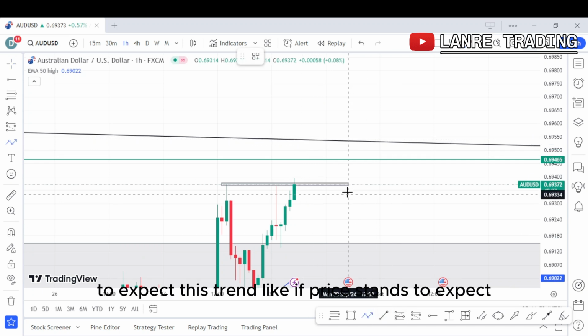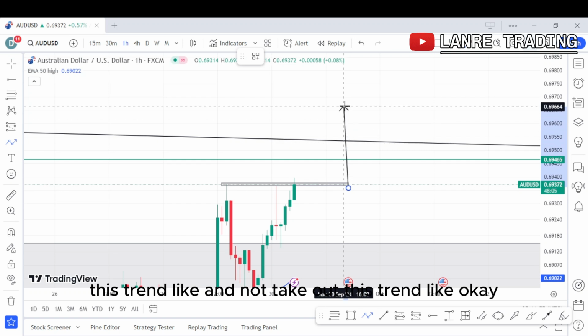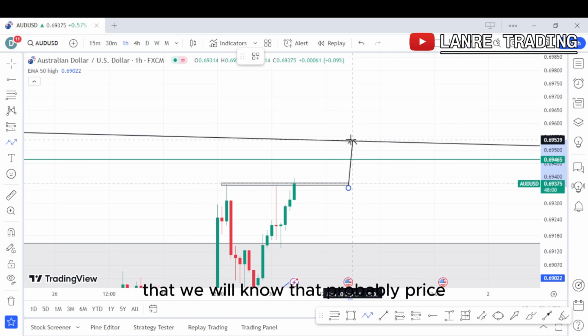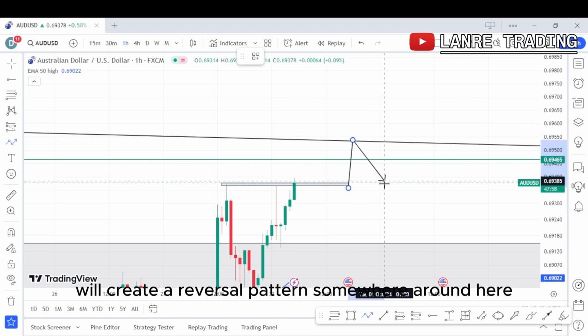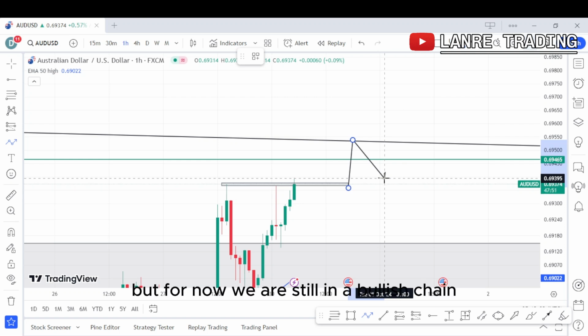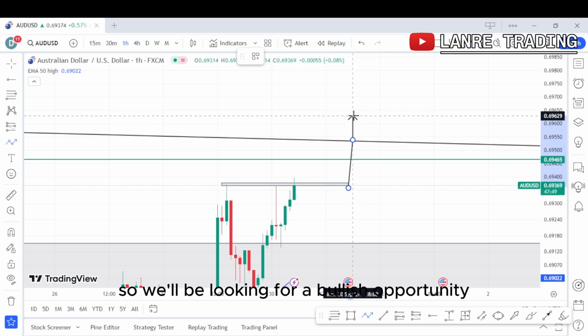If price respects this trend line and does not take out this trend line, we know that probably price might create a reversal pattern somewhere around there. All we need to do is wait for a reversal pattern just to go short. But for now, we are still in a bullish trend, so we'll be looking for a bullish opportunity.